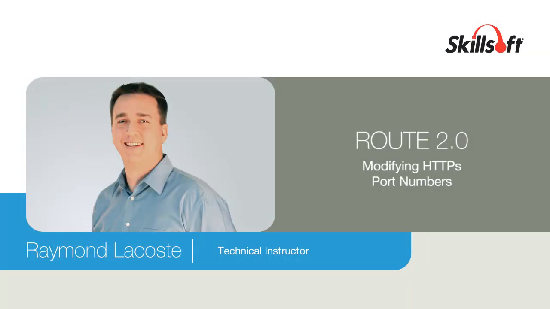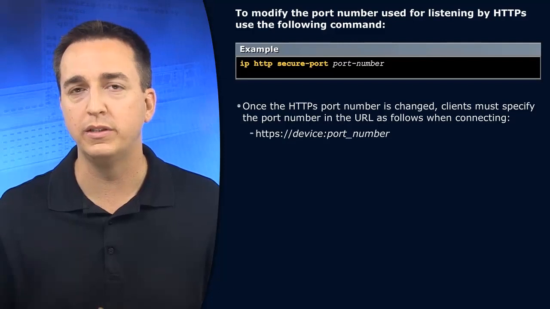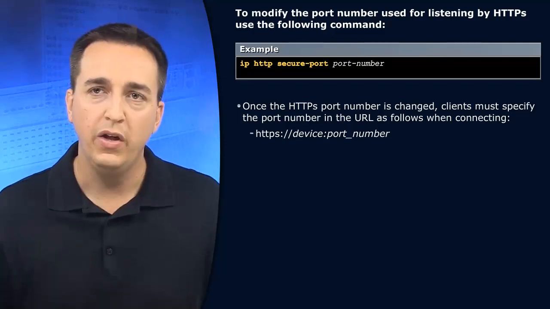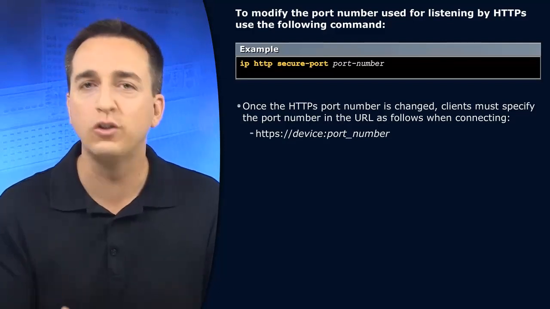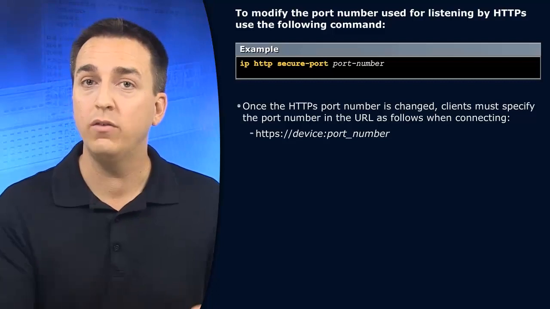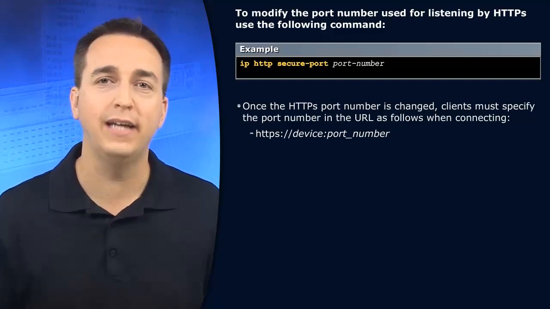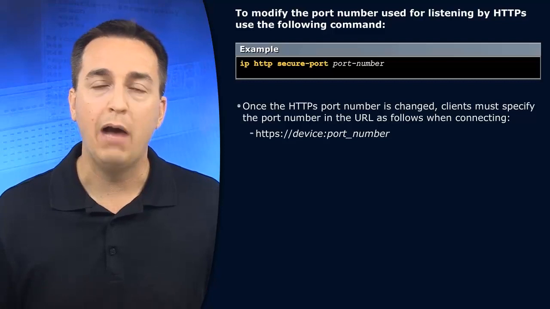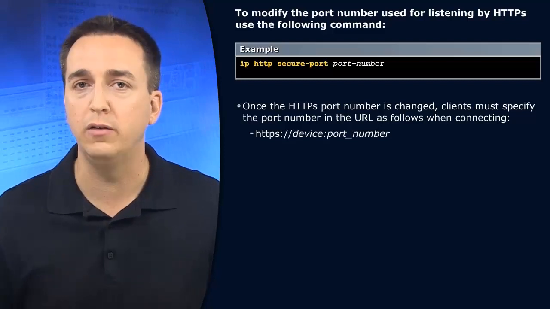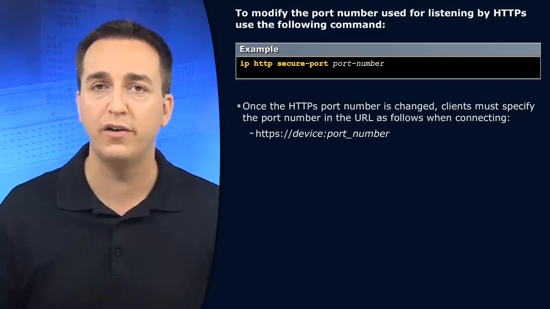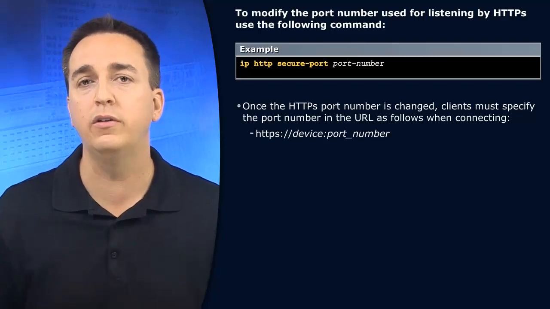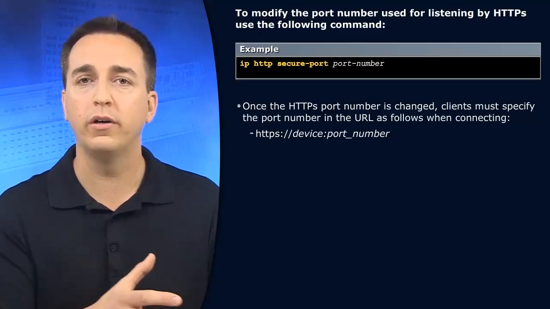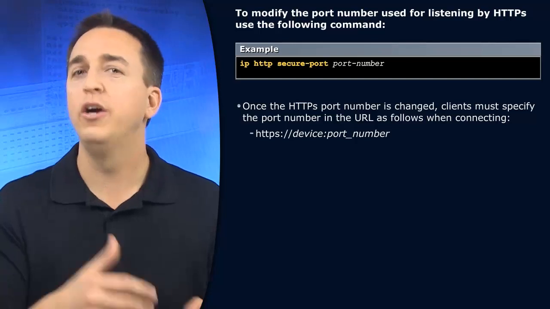The most common way we'll access our routers for management purposes is through the command line interface. And we can do that either via the console port or using Telnet, which is port 23, or SSH, which is port 22. However, there are graphical user interfaces available, such as the Cisco Configuration Professional. And when we use these graphical user interfaces, we won't be using port 22 or port 23.